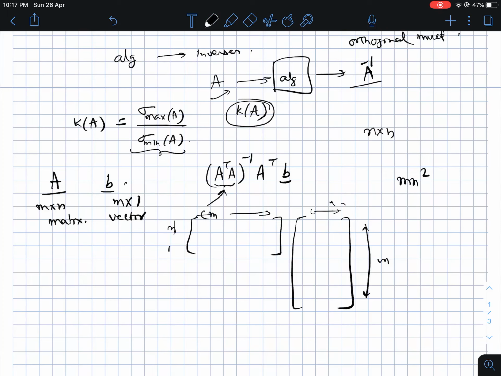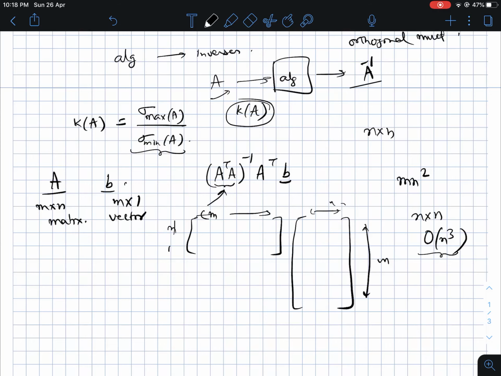Now I compute A transpose A, the gram matrix, then I have to invert it. A transpose A, remember, is an N cross N matrix. To invert the N cross N matrix, I'll take order N cubed operations. I haven't discussed how to do this exactly, but one way you can think of doing it, taking the inverse of a square matrix, is to find its spectral decomposition.